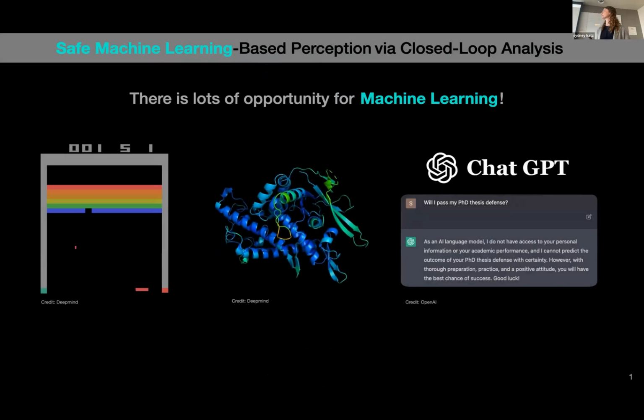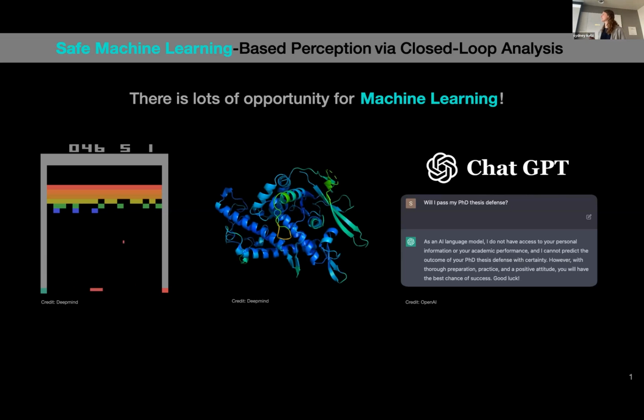For example, we can now use it to play games with performance that meets or even exceeds human level. We can use it to estimate the structures of proteins. And possibly most notably as of recent, it's been a key enabler behind the recent advances in large language models such as ChatGPT. And by the way, ChatGPT would not predict how this thesis defense is going to go, but it did at least wish me luck.